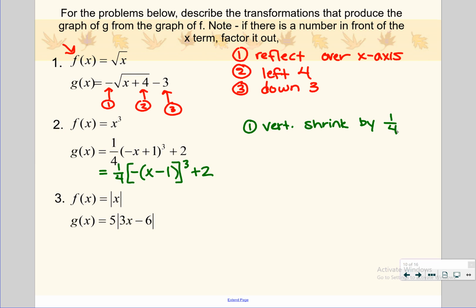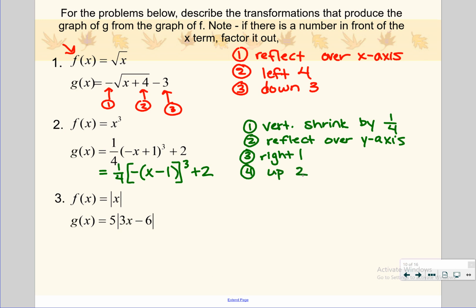Now the negative is inside. What does a negative inside do? Reflect over the y-axis. Okay, what does the -1 on the inside do? Be careful, anything on the inside's backwards. Right 1. And then the plus 2 at the end does what? Up 2.